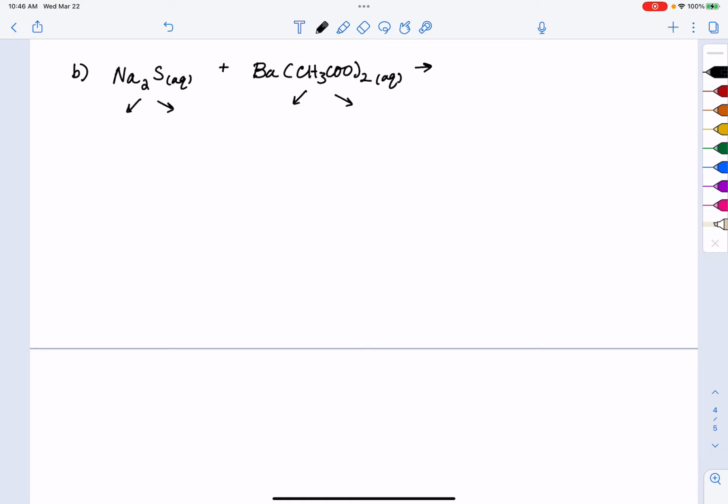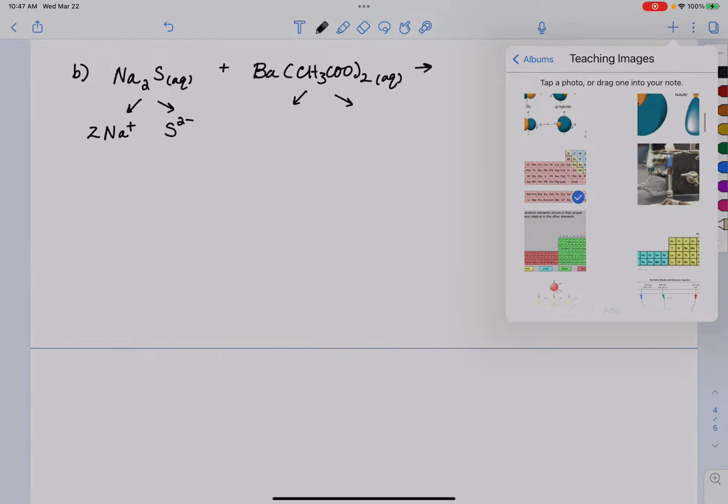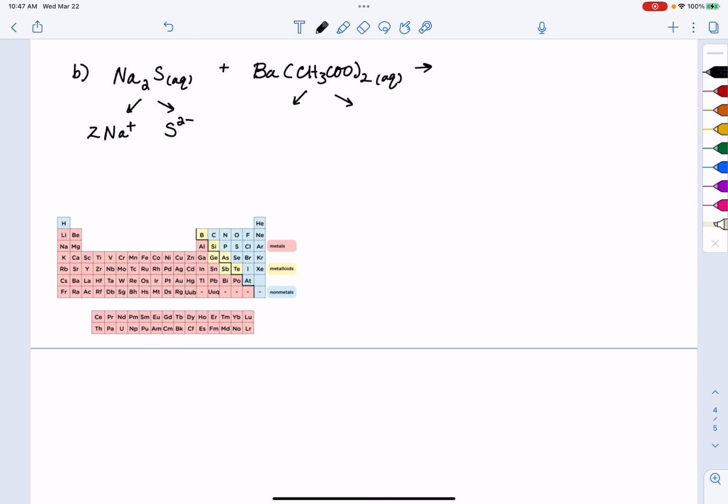Okay, so sodium is a group 1A metal. This forms a +1 charge, and the subscript tells us that when sodium sulfide dissolves, it will contribute 2 sodium plus ions to solution. The sulfide anion is in our group 6, so this has a -2 charge. Again, if you need to review this, just check on your periodic table.